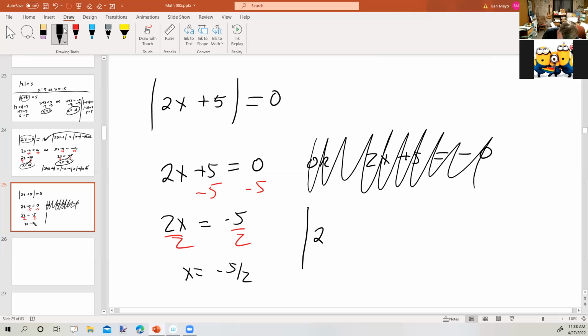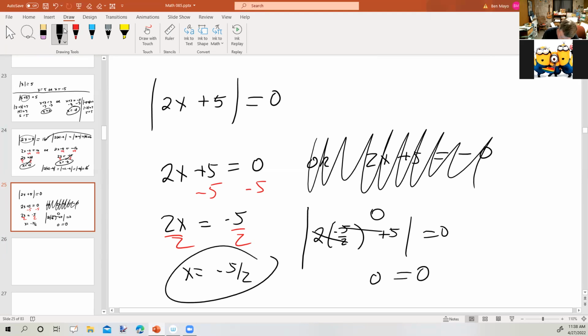Let's check our work. The 2's reduce, negative 5 plus 5 is 0. The absolute value of 0 is 0. 0 equals 0. So it checks. All right with that?